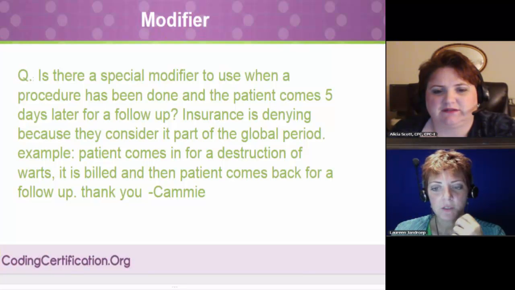Okay, modifier. Is there a special modifier to use when a procedure has been done and the patient comes 5 days later for follow-up? Insurance is denied because they consider it part of a global period. Example, patient comes in for destruction of warts, it is billed, and then patient comes back for a follow-up.